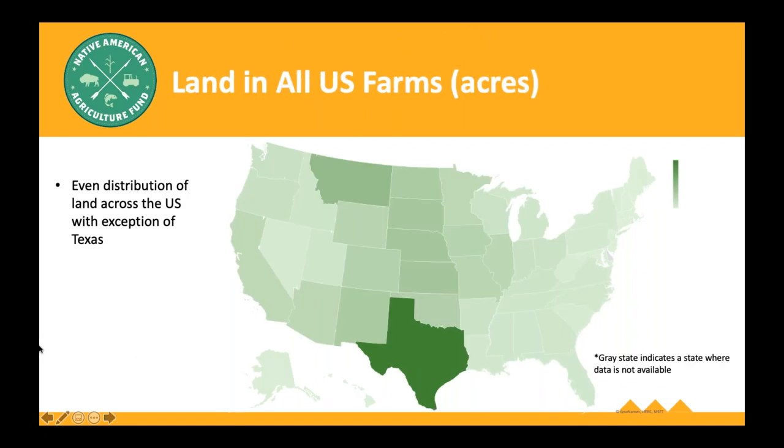This is comparing the previous graph to the land in all U.S. farms. So there appears to be an even distribution of land across the U.S., with the exception of Texas, of course. However, farmland specific to American Indian Alaska Native producers is concentrated in seven states, as we saw in the previous map.